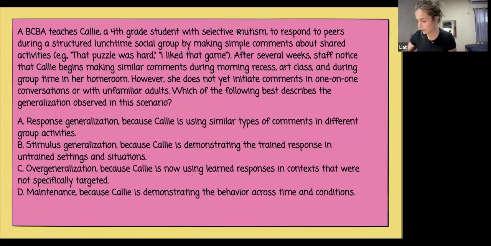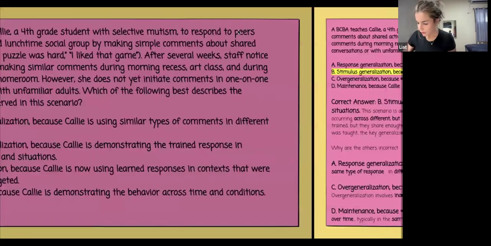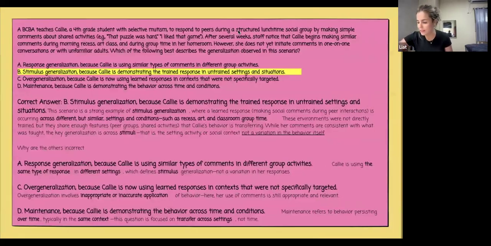Amazing. All right, let's look at it. The answer is stimulus generalization. Okay, tricky, tricky. Danielle always likes to put very hard questions. And this is stimulus generalization. Why? Because Callie is demonstrating the trained response in untrained settings and situations.